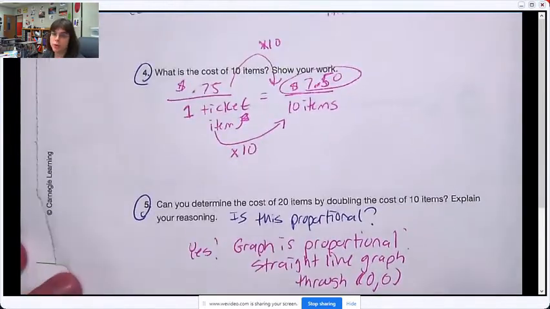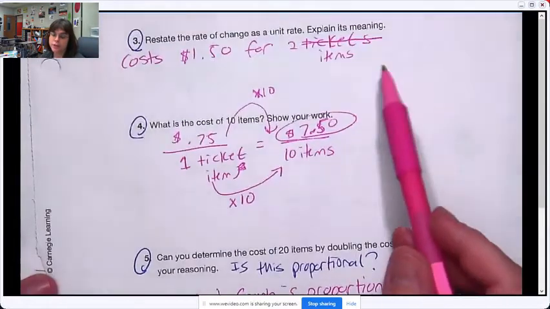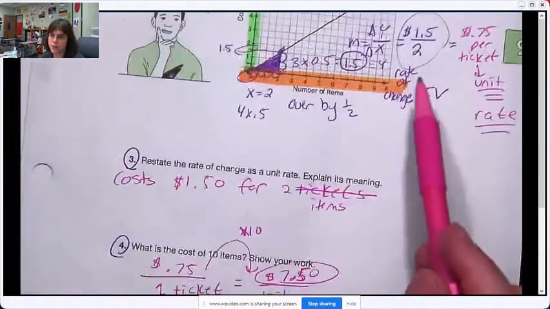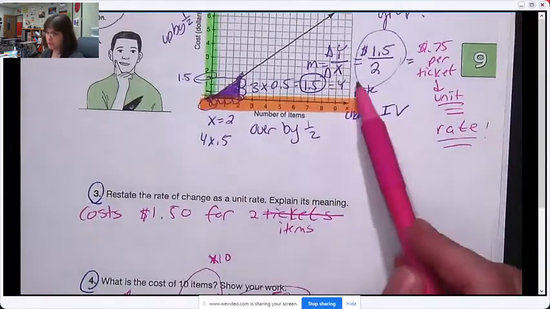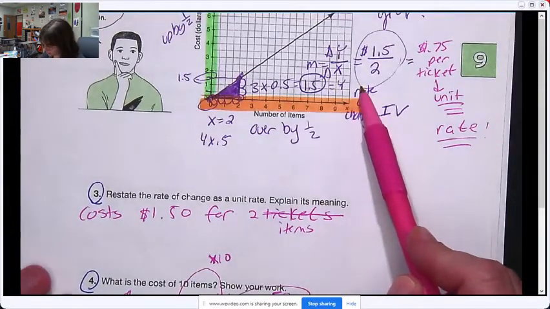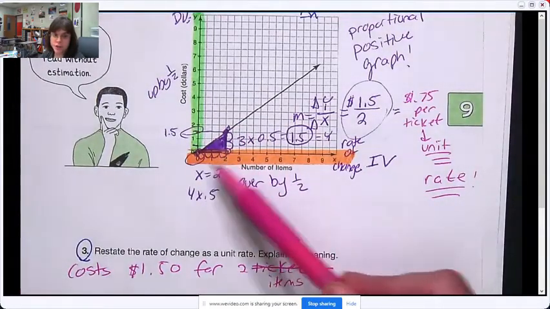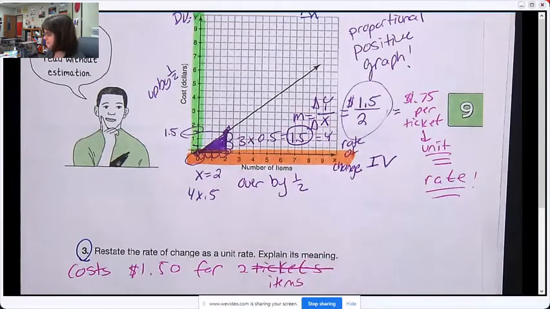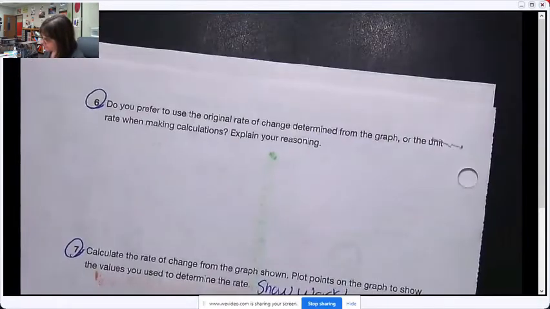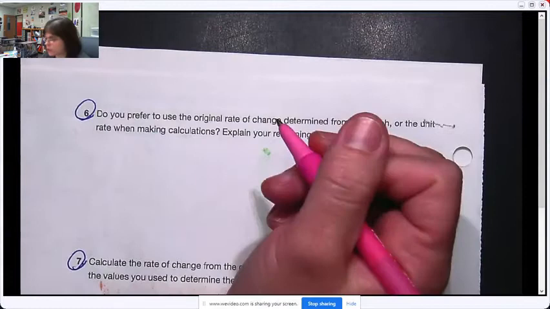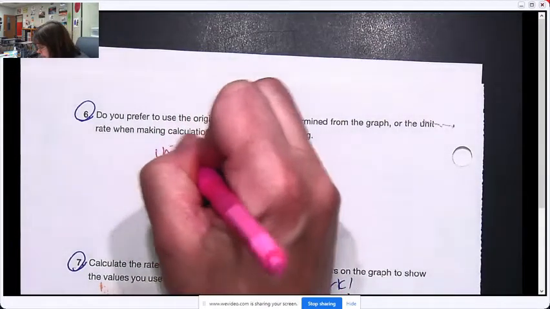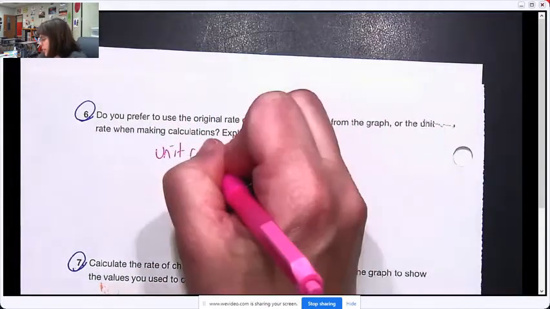Now, when I'm trying to use the unit rate, I will use the unit rate to scale up or scale down. But it's really important as a math student that you know this is always the y over the x, the change in y over the change in x. Okay, so 6 was more an opinion question. I typically use the unit rate because it's easier.